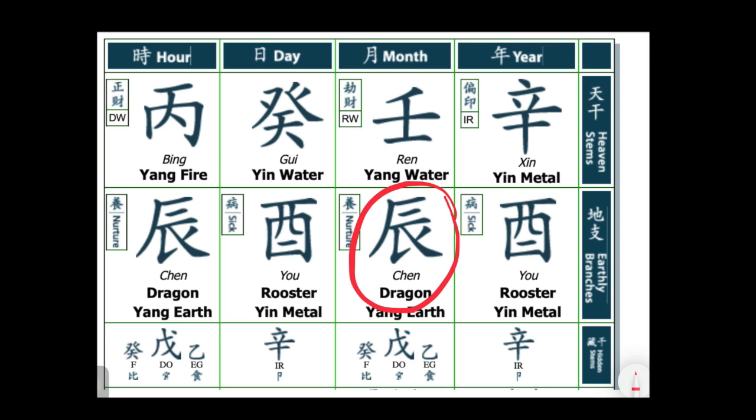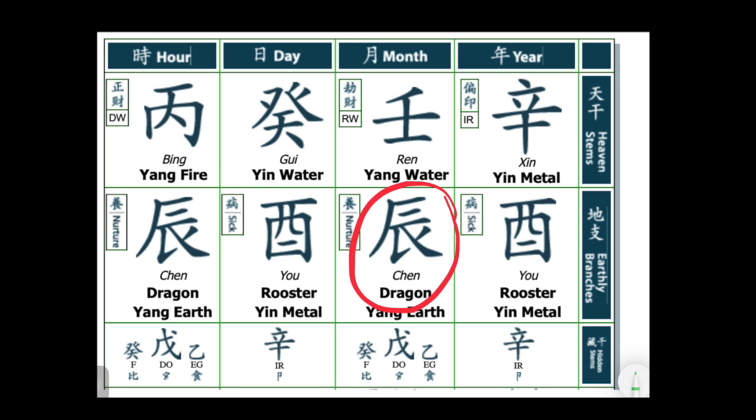Now, let's remember, weak does not have a negative connotation, just like strong does not have a positive connotation. These are just technical terms for our assessment. So back to this Gui Water day master born in the month of Dragon. If we just go on season alone, it is a weak day master, being born in the month of Dragon.